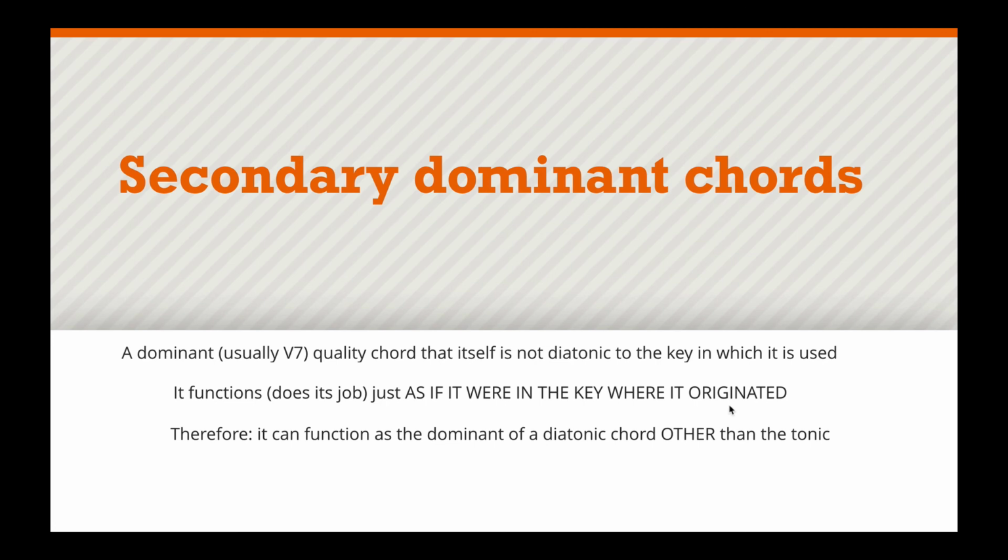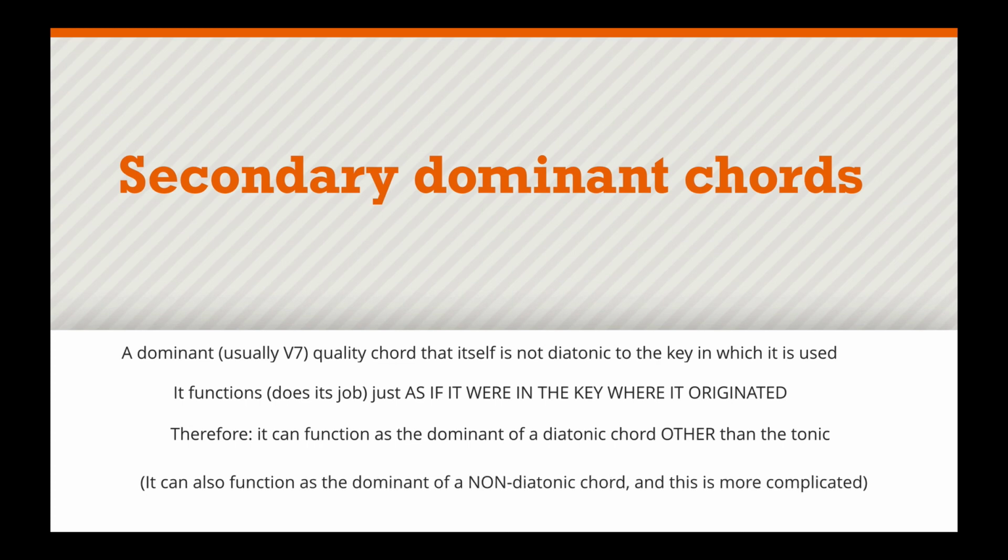So there you are. What we're saying here is a secondary dominant chord is a dominant, usually a dominant seventh quality chord, that itself is not diatonic to the key in which it's used. In my example, A7. It does its job just as if it were in the key where it originated, which could be either D major or D minor. So an A7 would resolve up to D. Therefore, it can function as the dominant of a diatonic chord other than the tonic. So in this case, since I chose to have it resolve to D minor, A7 resolving to D minor, it acted like a 5-7 chord, and it resolved somewhere other than the tonic because it was a secondary dominant.